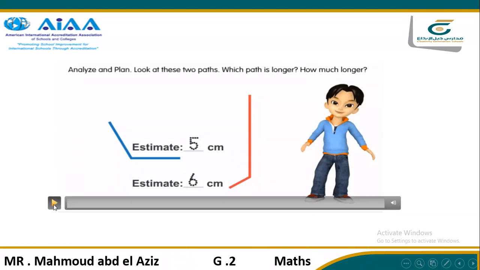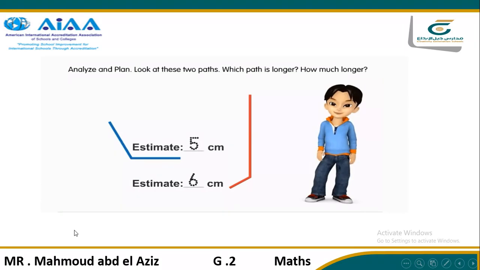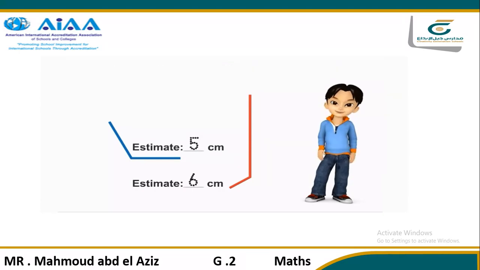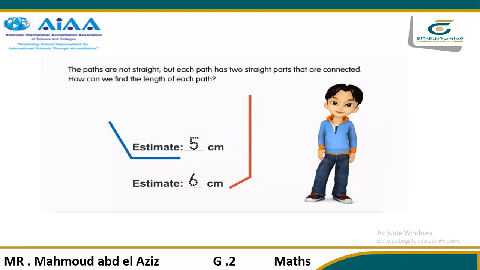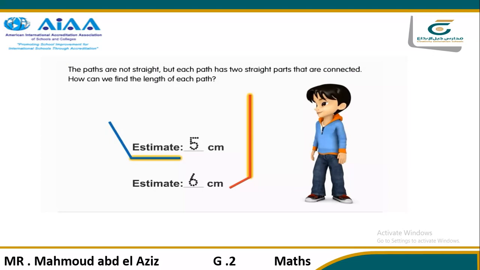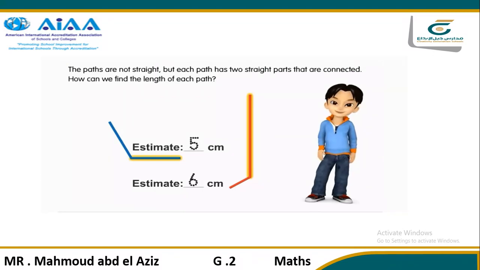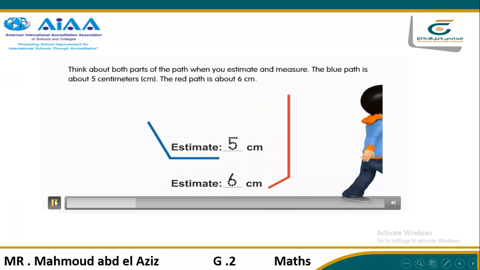Here's another video and plan. Look at these two paths. Which path is longer? How much longer? The paths are not straight, but each path has two straight parts that are connected. How can we find the length of each path? Think about both parts of the path when you estimate and measure.